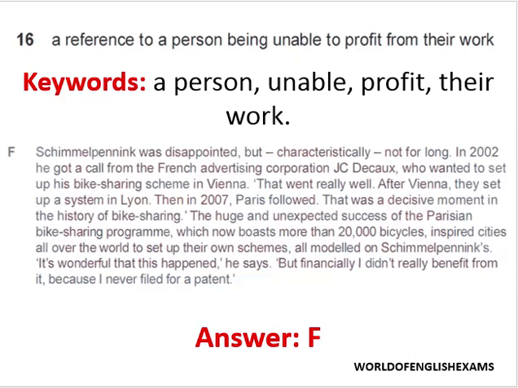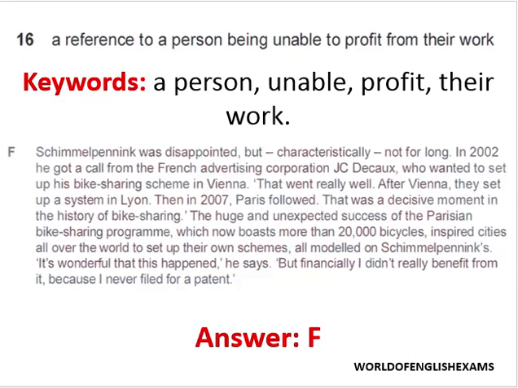Wow. So his scheme was working in different provinces, and the huge and unexpected success of the Parisian bike sharing scheme, which now boasts more than 20,000 bicycles, inspired cities all over the world to set up their own schemes, all modeled on Schimmelpenninck's idea. Wonderful. So we can clearly see that that idea was successful at a different place. It's wonderful that this happened, he says. But financially I didn't really benefit from it. Clearly it says that who did not really benefit? I. In this case it is Schimmelpenninck.